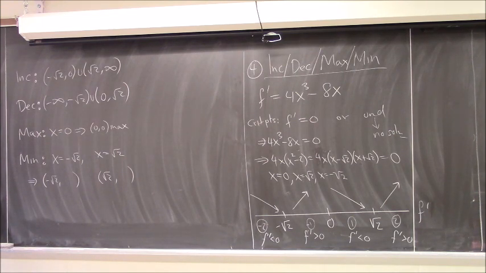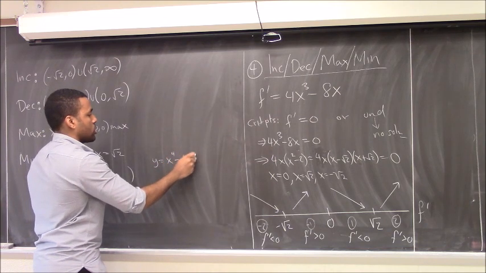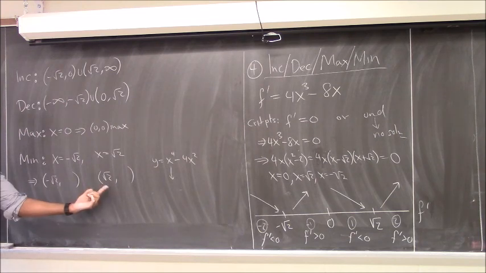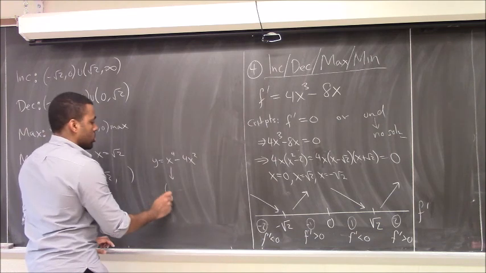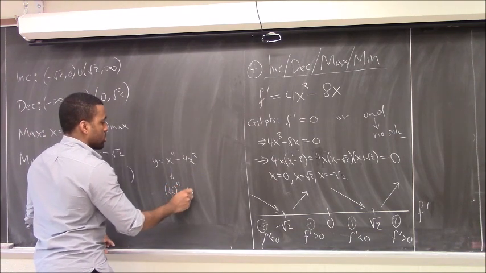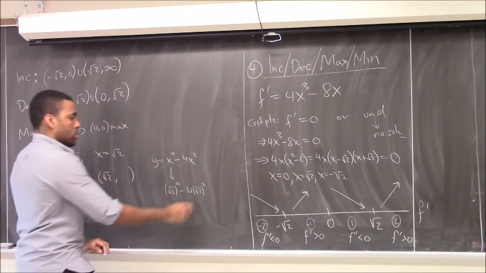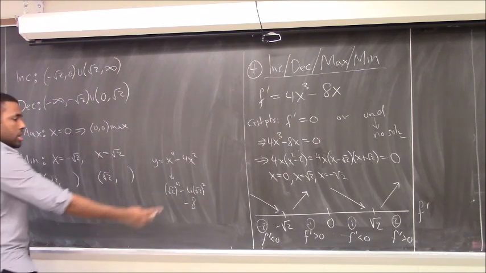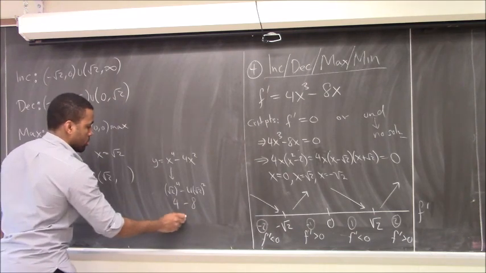What was our original function? I forgot. x to the 4th minus 4x squared. Okay, so if I plug in, whether I plug in the negative or the positive is not going to matter because all the powers are even. So let's just plug in the positive. This is radical 2 to the 4th minus 4 times radical 2 squared. Radical 2 squared is just 2, so that's minus 8. And radical 2 to the 4th is 4. That's minus 4.